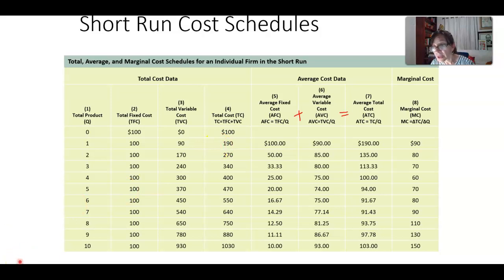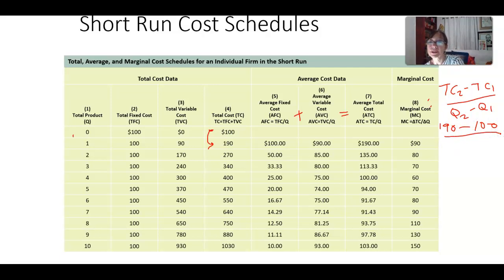Okay, so let me just write this out for you. Let's recall the formula for marginal cost. So it was TC2 minus TC1 over Q2 minus Q1, right? So that's marginal cost. So we're going to start here. Cost was 100 and it went up to 190. So 190 minus 100, that's our change in total cost, divided by the change in output here, 1 minus 0. Okay, so that's going to give us a marginal cost of $90.